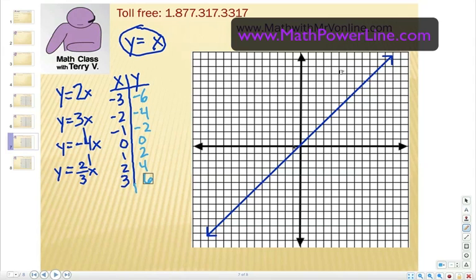Negative 3, negative 6. Negative 2, negative 4. Negative 1, negative 2. 0, 0. 1, positive 2. 2, 4. And 3, 6.